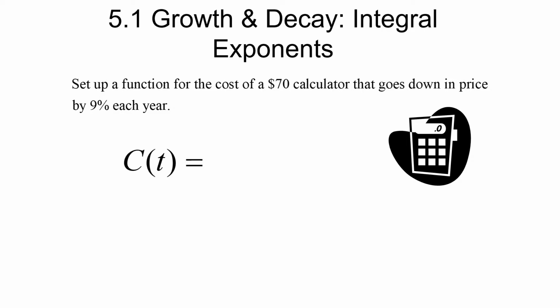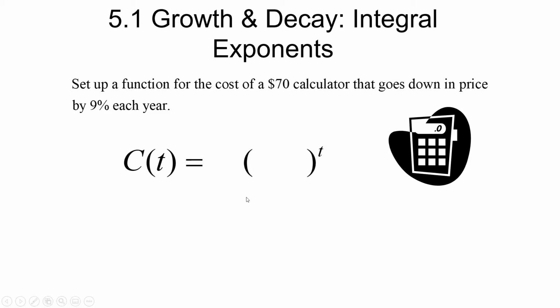All right, so next, set up a function for the cost of a $70 calculator that goes down in price by 9% each year. See, that's the thing. Hamburgers go up in price, and technology, because it becomes cheaper and cheaper for companies to make these things like calculators, goes down. So set up a function for the cost of a $70 calculator that goes down in price by 9% each year. So here's what I'm thinking.